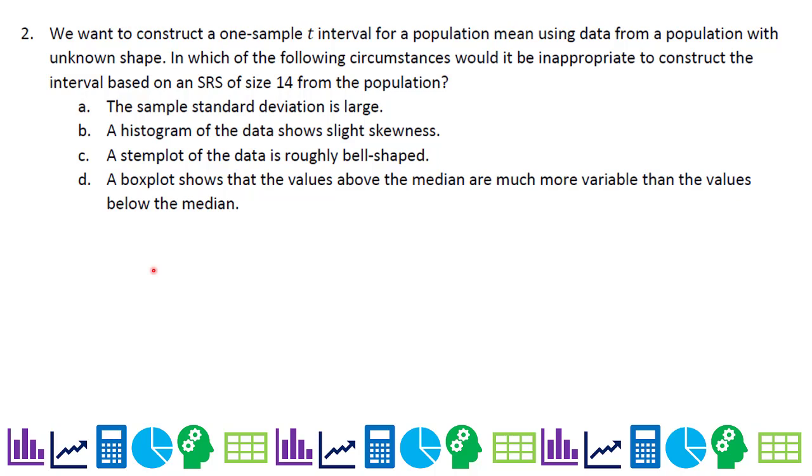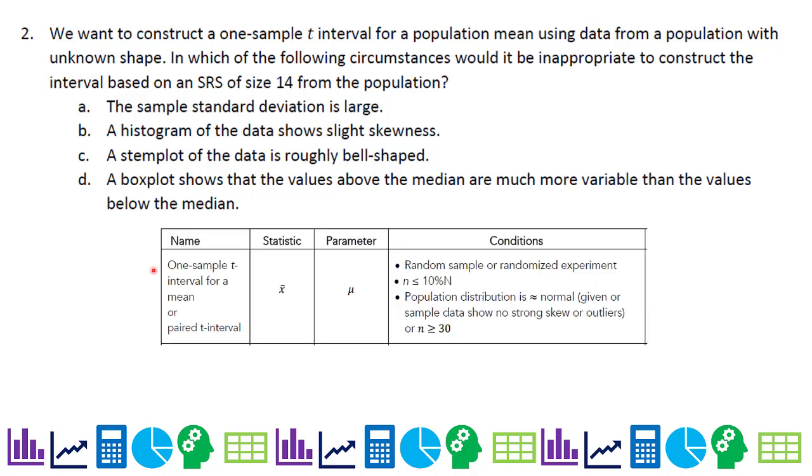Number 2, we want to construct a 1-sample t-interval for a population mean using data from a population with unknown shape. In which of the following circumstances would it be inappropriate to construct the interval based on an SRS of size 14 from the population? So first of all, let's look at the conditions.